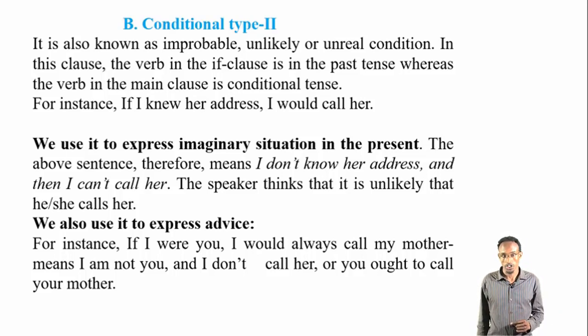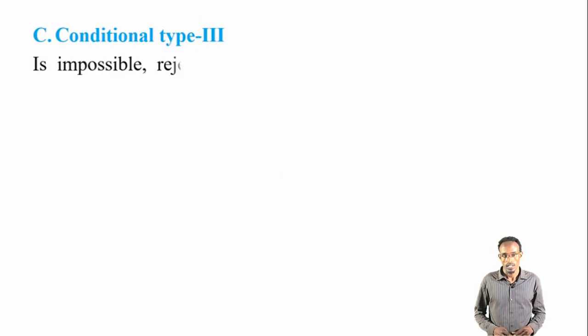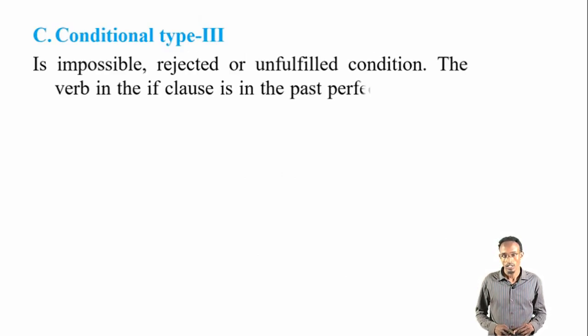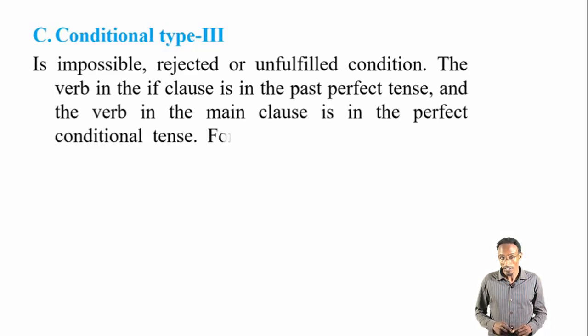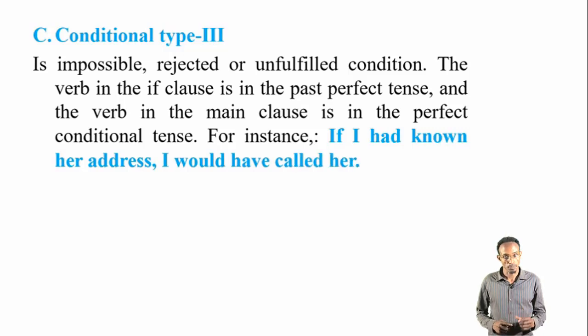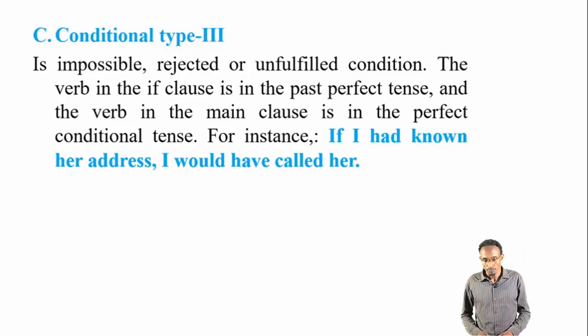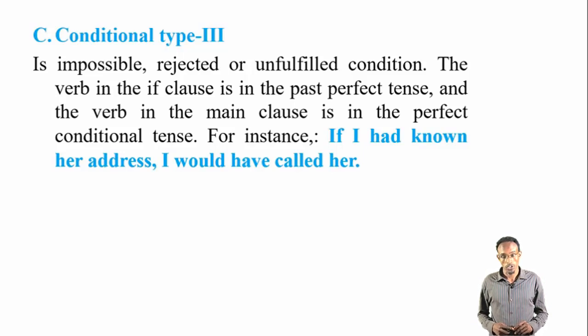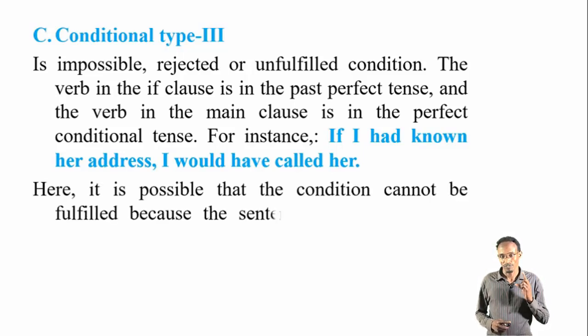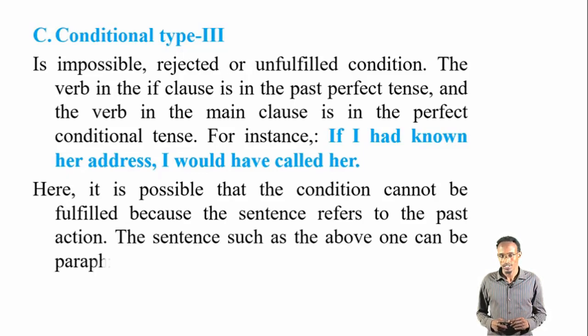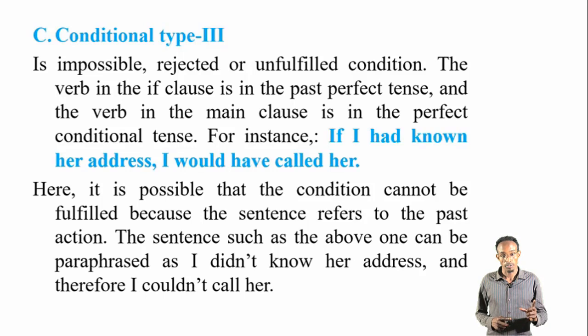Let us proceed to the third condition, which is called the impossible, rejected or unfulfilled condition. The verb in the if clause is in the past perfect tense, and the verb in the main clause is in the perfect conditional tense. For instance, if I had known her address, I would have called her. Here the condition cannot be fulfilled because the sentence refers to a past condition. A sentence such as the above one can be paraphrased as, I didn't know her address, and therefore, I couldn't call her.